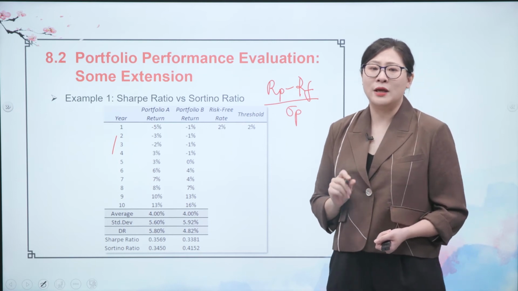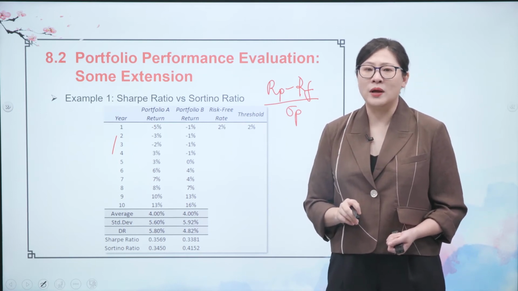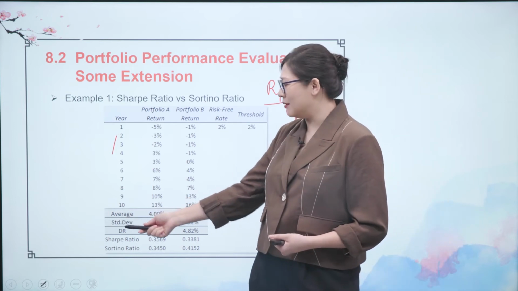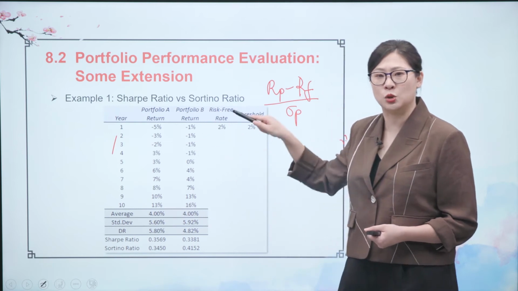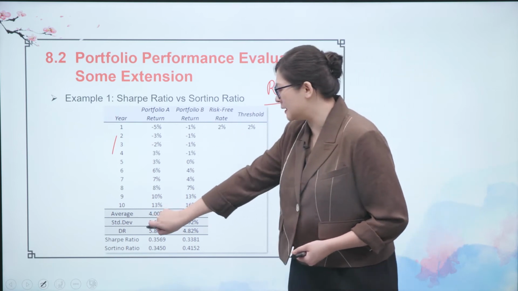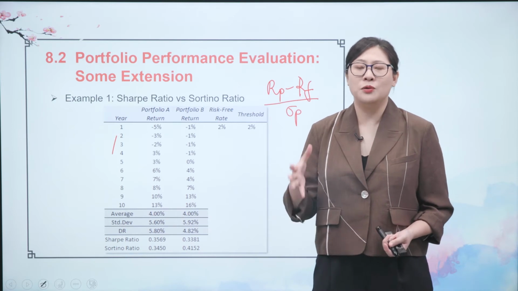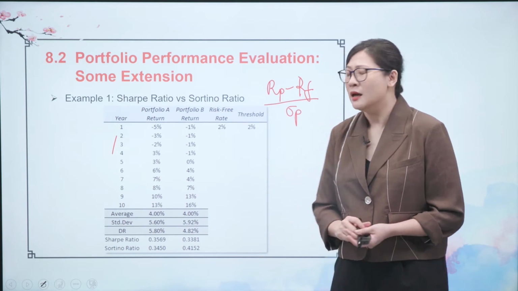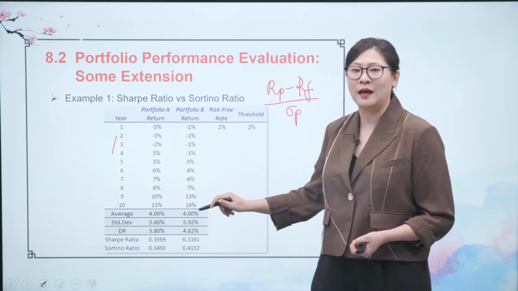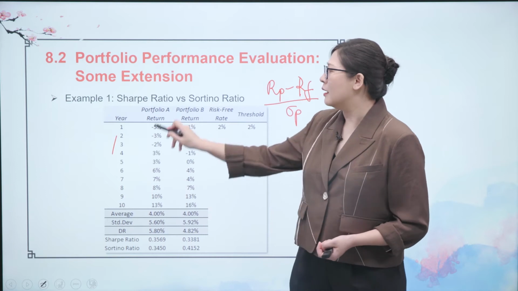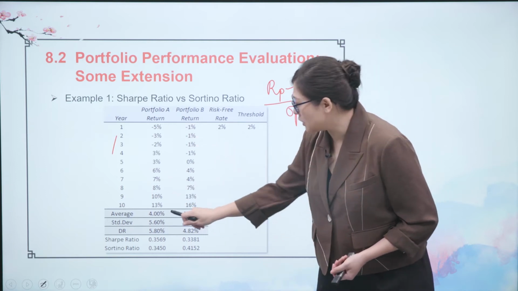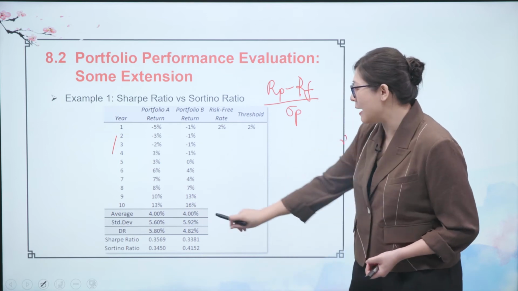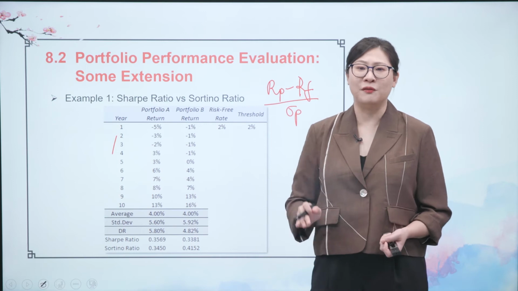So if we use the Sharpe ratio, we need to calculate this sigma P. So in the next row, I calculate the standard deviation for each of these two portfolios. Let's have a look at this standard deviation. In Excel, you can directly use the standard deviation function to calculate that. So you type STDEV and then select all the data here. You can get the result for the standard deviation. It's 5.6% for portfolio A and 5.92% for portfolio B.